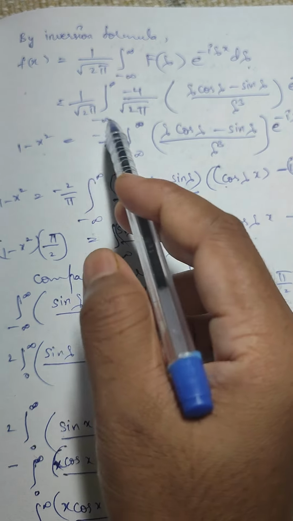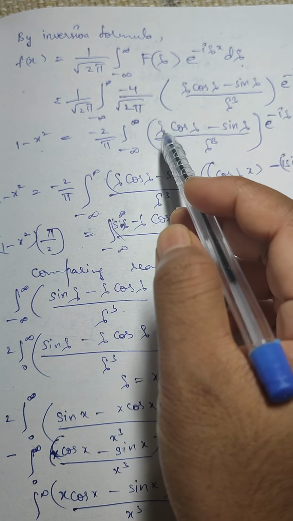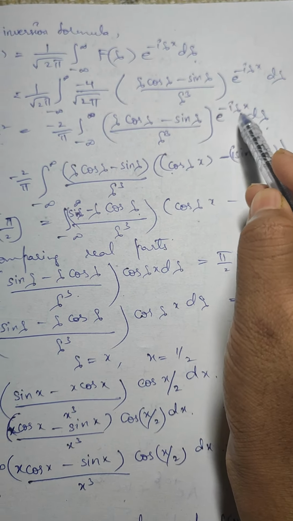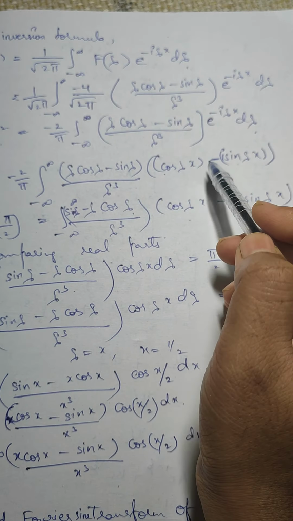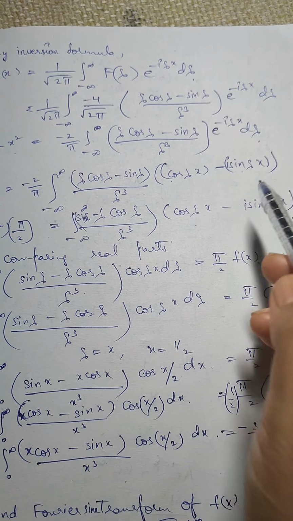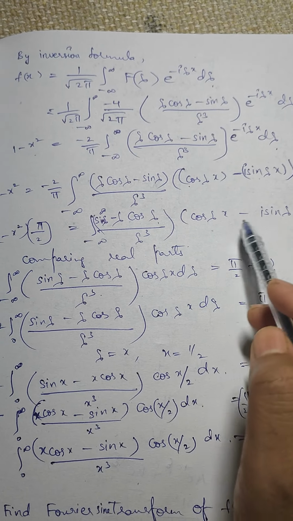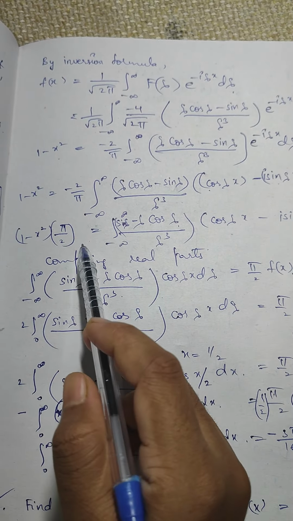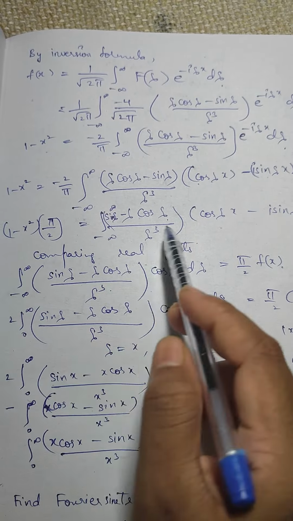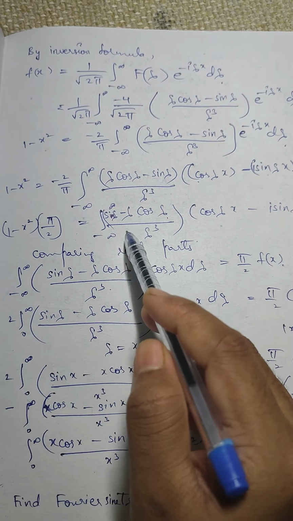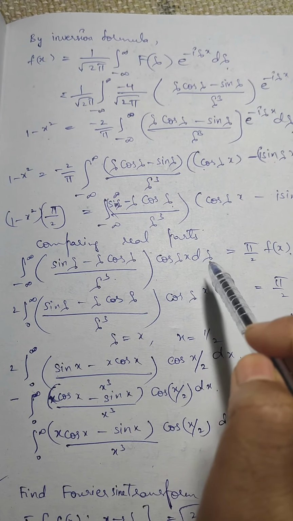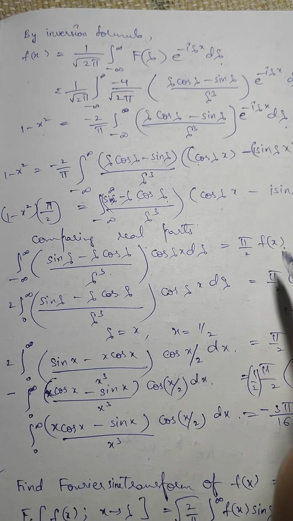Okay. So after that f of x, we know, 1 minus x square, is equal to minus 2 by pi into integral over minus infinity to infinity xi cos xi minus sin xi divided by xi cube into e power minus I xi x d xi. So e power minus I xi x can be written as cos xi x minus I sin xi x. Now comparing the real and imaginary parts, as you can see there is no imaginary part over here, but when you compare the real part, this real part will be equal to this part. So integral over minus infinity to infinity sin xi minus xi cos xi divided by xi cube into cos xi x d xi is equal to pi by 2 into f of x.